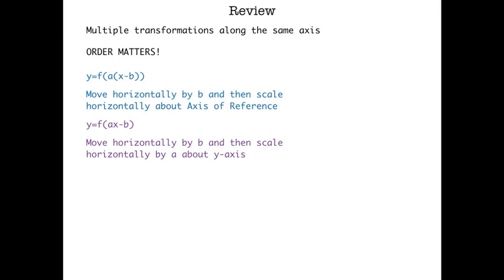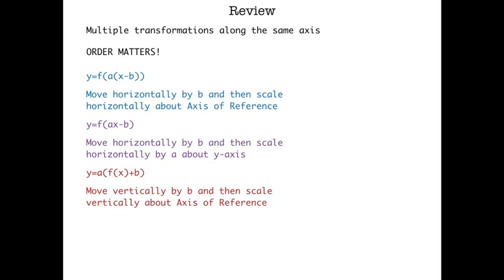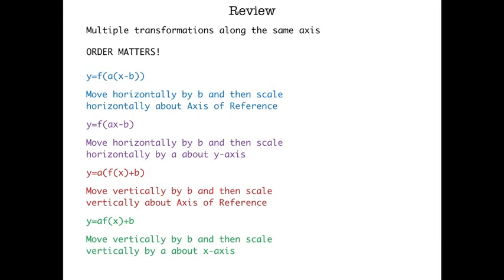Now, although we didn't do an example of it, the same can be said for vertical scaling and vertical shifting. So if we factor out from our scaling and shifting terms in our function, that means we're going to move vertically first and then scale about an axis of reference. And if we have the expanded version and not the factored version, then we're going to move vertically by b and then scale about the x-axis. There will be no axis of reference.